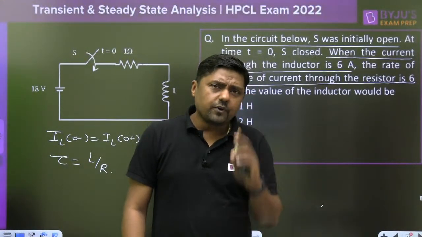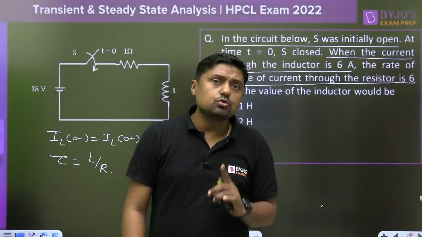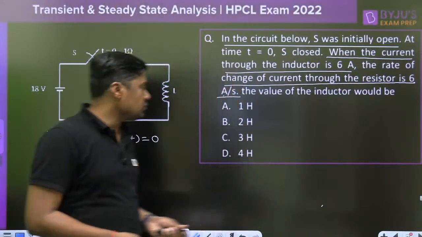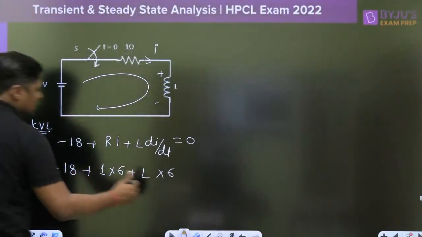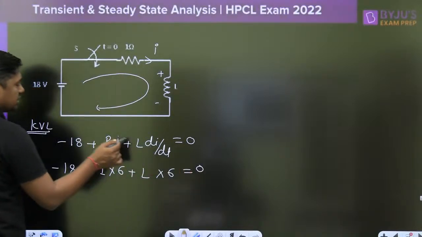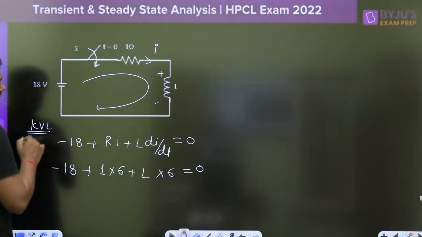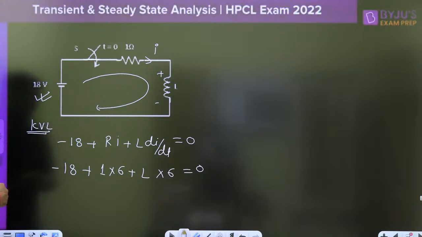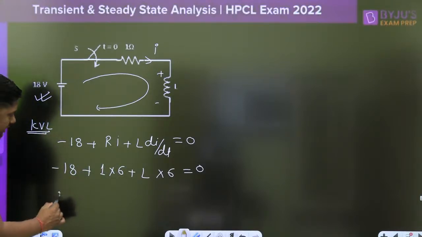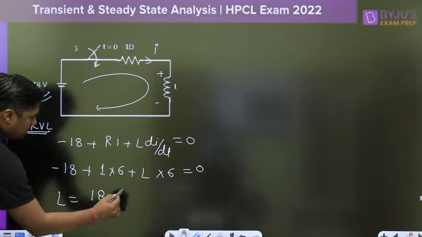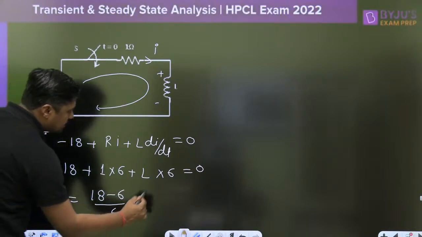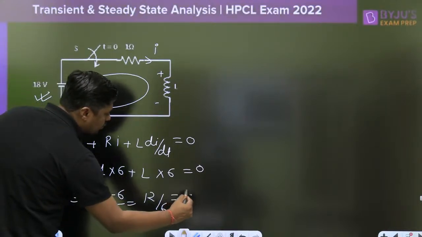So, at every instant, KVL should be satisfied. So, simple, you have to satisfy the KVL and that is equal to 0. This is the voltage across the inductor, that is the voltage across the resistor and that is the applied voltage minus 18 volt. If this should be equal to 0, tell me what is the value of the inductor? 18 minus 6 divided by 6, that is nothing but 12 divided by 6, that is the 2 Henry.